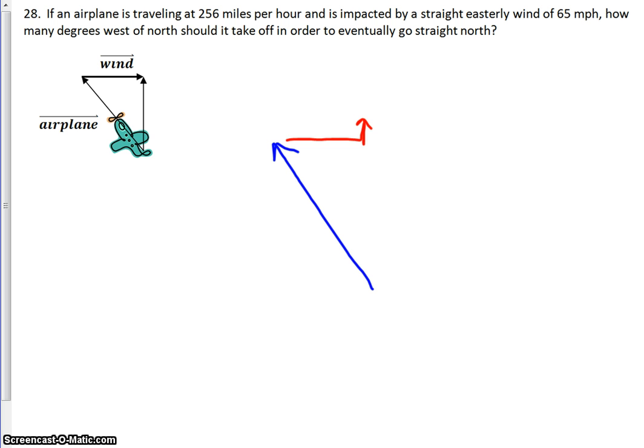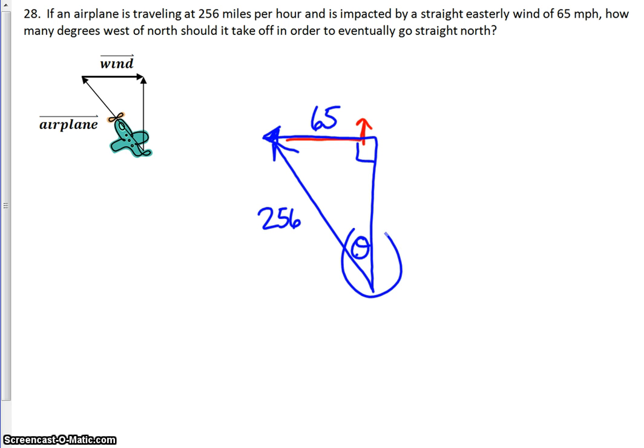All right, so it kind of takes off. Usually it rarely takes off going straight. It usually takes off at a curve. All right, so that's what we're asking about here, what should that angle be that it takes off in that northwest direction? So it's going at 256 miles an hour. It's being impacted by the 65 mile an hour easterly wind. Okay, so what's this degree that it should be taking off at?